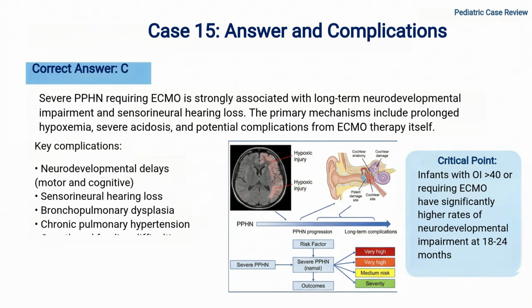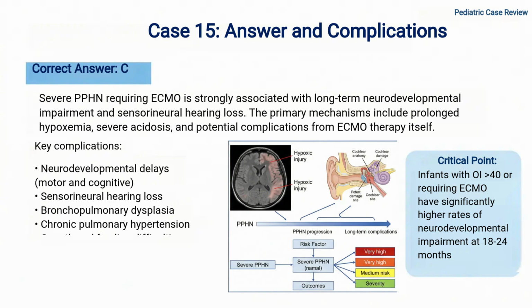Severe PPHN requiring extracorporeal membrane oxygenation is strongly associated with long-term neurodevelopmental impairment and sensorineural hearing loss. The primary mechanisms are prolonged hypoxemia, severe acidosis, and potential complications from extracorporeal membrane oxygenation itself, including embolic events and anticoagulation-related hemorrhage. Key long-term complications include neurodevelopmental delays affecting motor and cognitive domains, sensorineural hearing loss, bronchopulmonary dysplasia, chronic pulmonary hypertension, and growth and feeding difficulties.